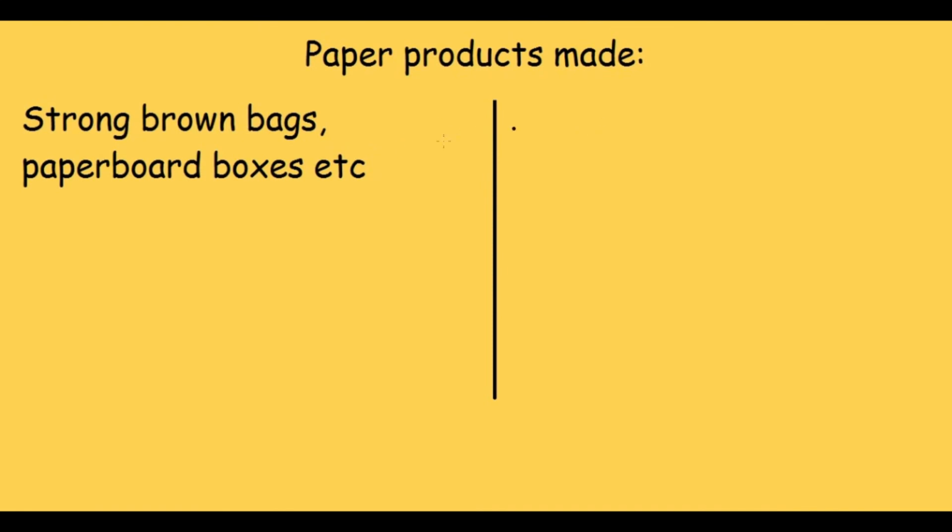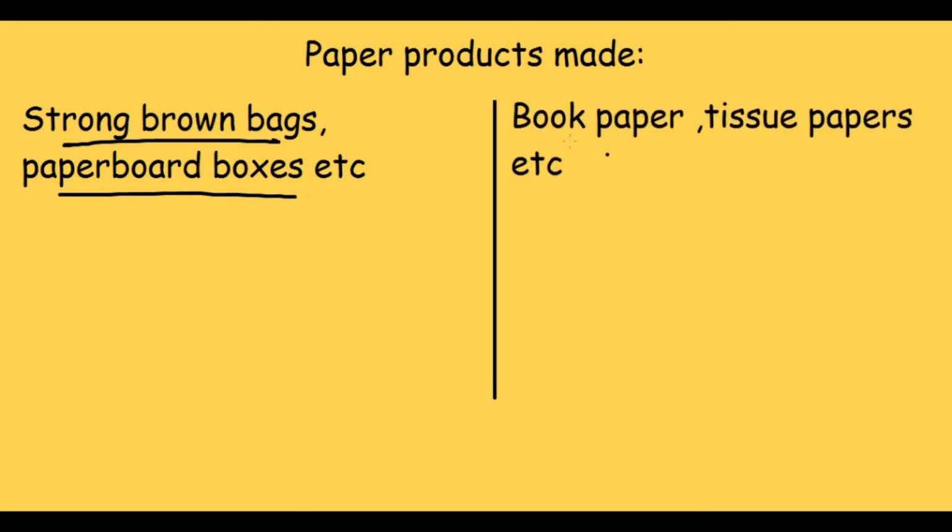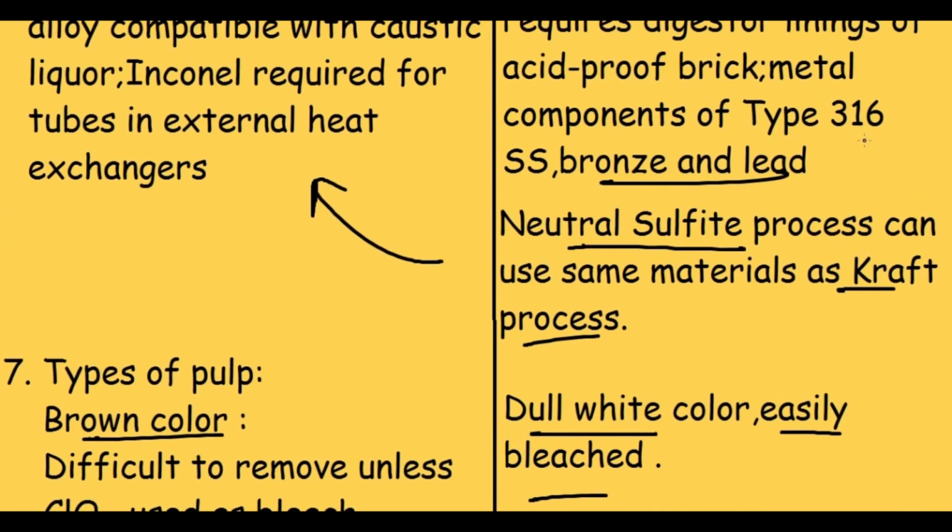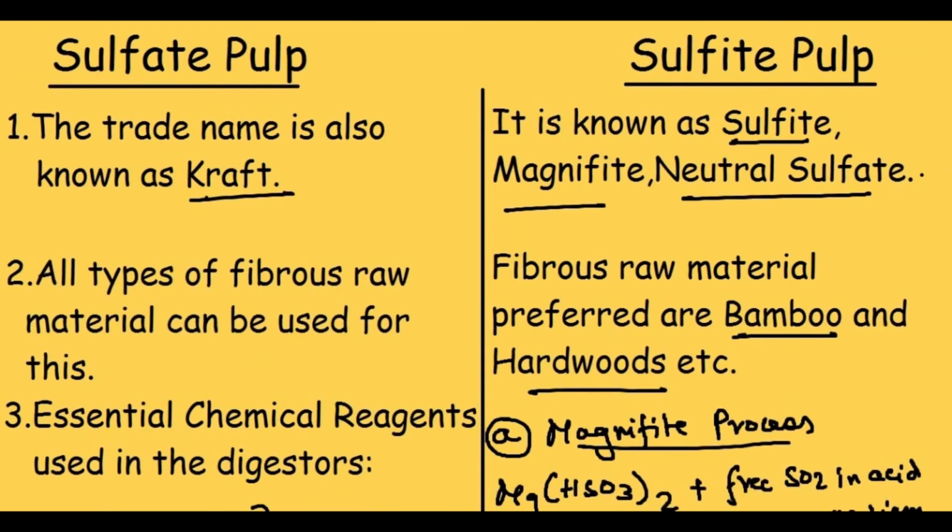So the last point: the paper products made via sulfate pulp are strong brown bags, paperboard boxes, etc. And by sulfite pulp, book paper and tissue paper are made. And these were the differences between sulfate pulp and sulfite pulp. Thank you.